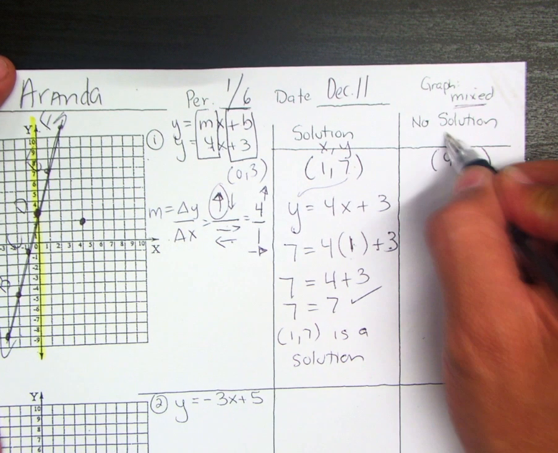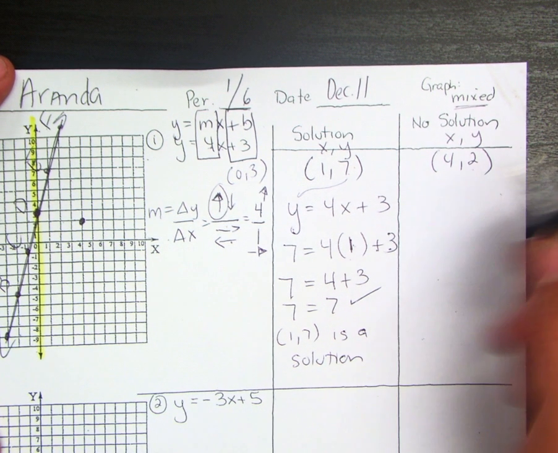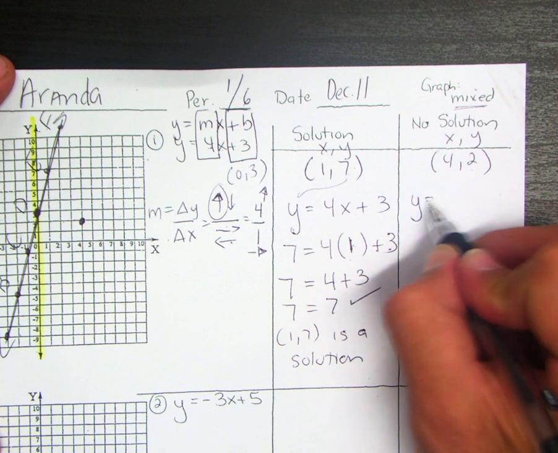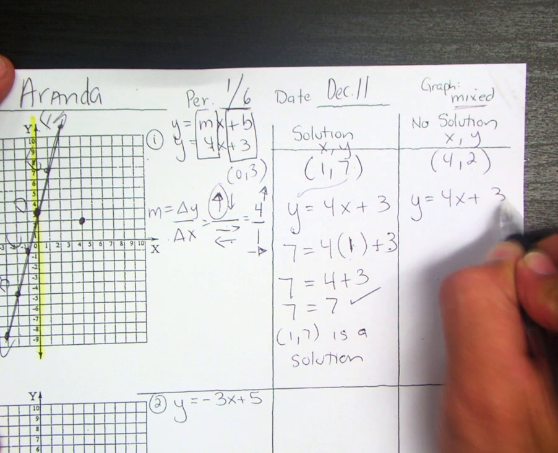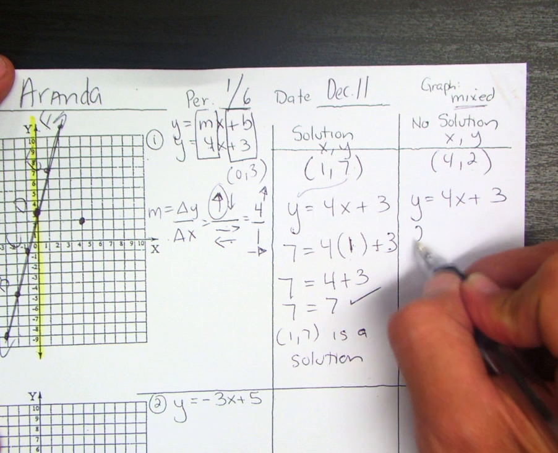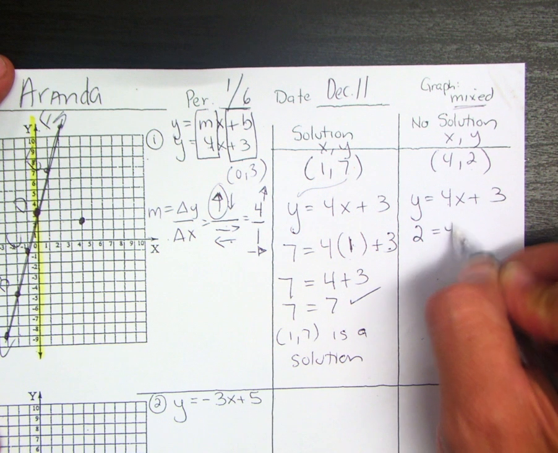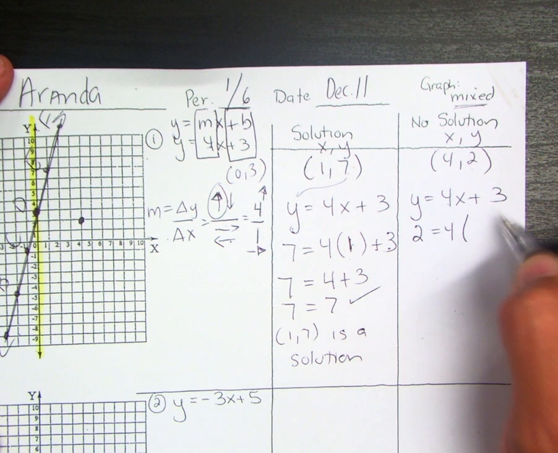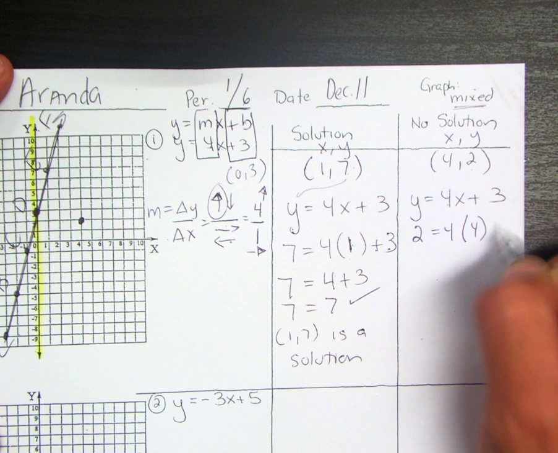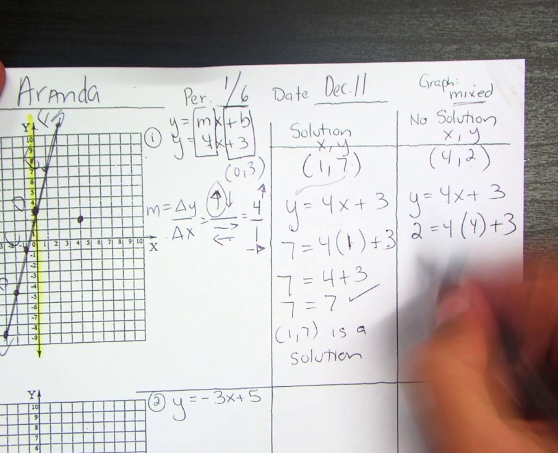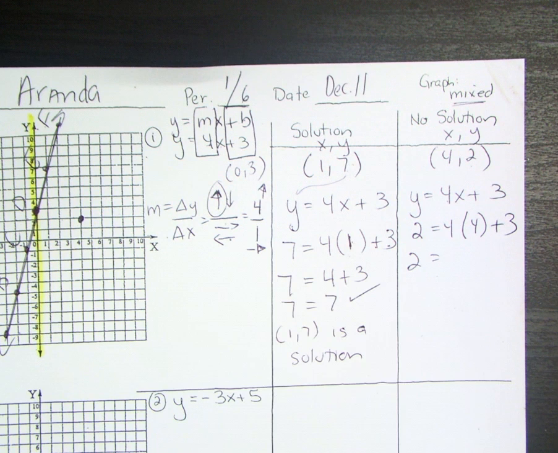So I'm going to put x, y, right? I'm going to go ahead and do y equals 4x plus 3. Your y is 2. So 2 equals 4 times what? What's your x? 4, plus 3. So 2 is equal to what? 4 times 4. What's 4 times 4? Yeah, 16, right? 16, and then what?